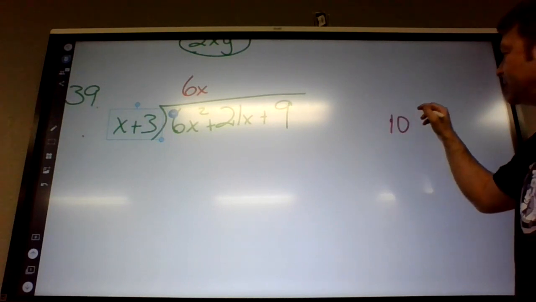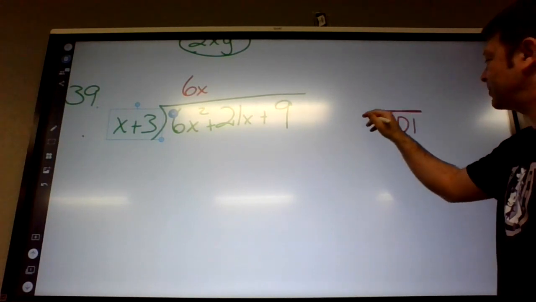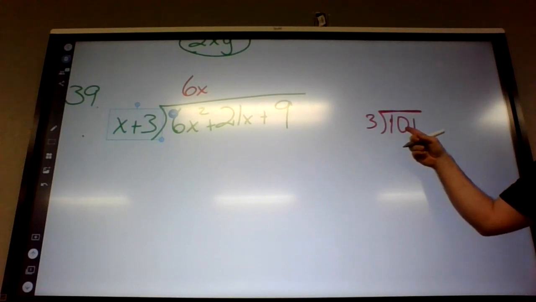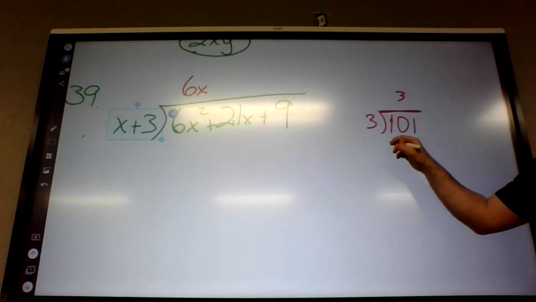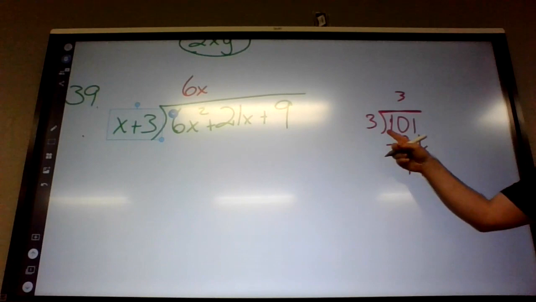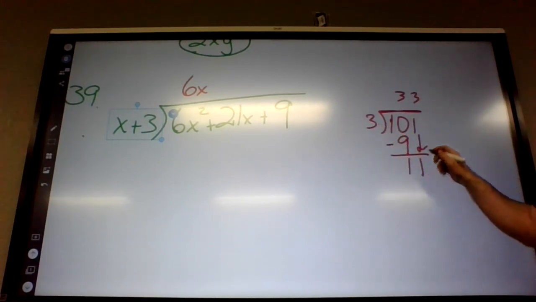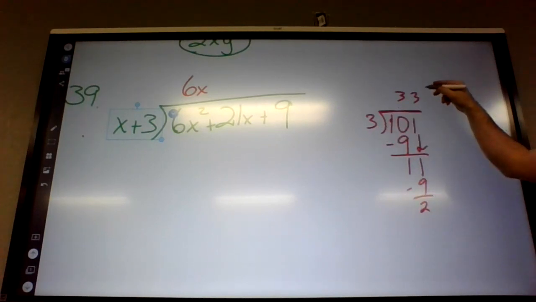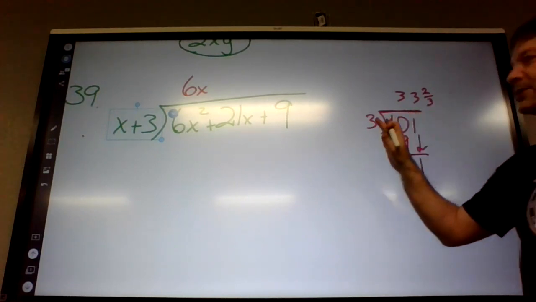If I was doing like, let's say 101 divided by 3, we would do, what's 10 divided by 3? How many times does 3 go into 10? 3. Then we do 3 times 3 is 9. Then we would subtract that. Then we'd bring the next down, and then we'd start over. What's 11 divided by 3, right? 11 divided by 3 is 3. 3 times 3 is 9. And what can we do with the remainder? Well, one of the ways we can just do a fraction, 2/3, right? That's what we're doing here.